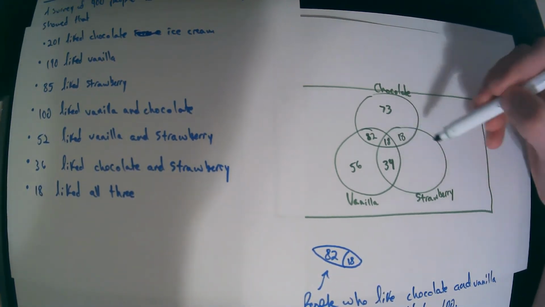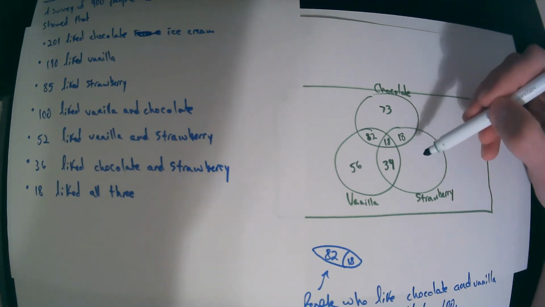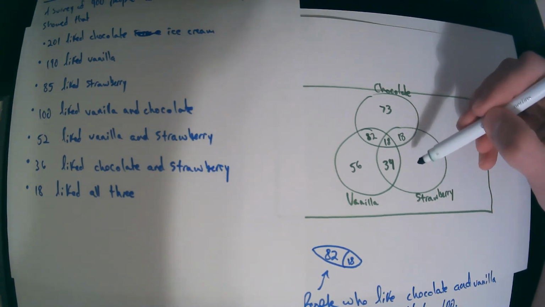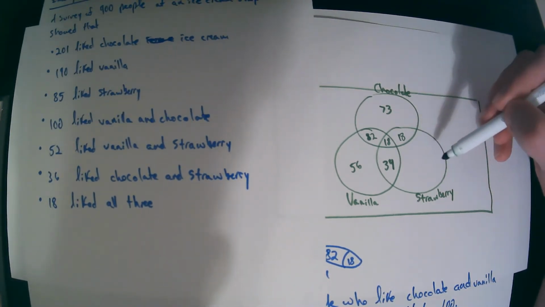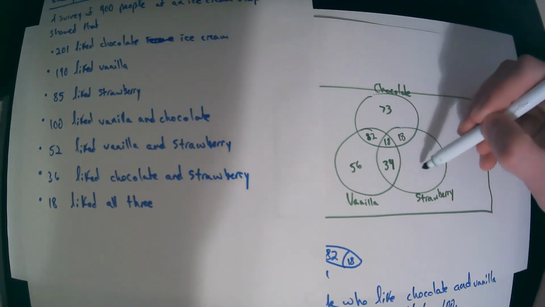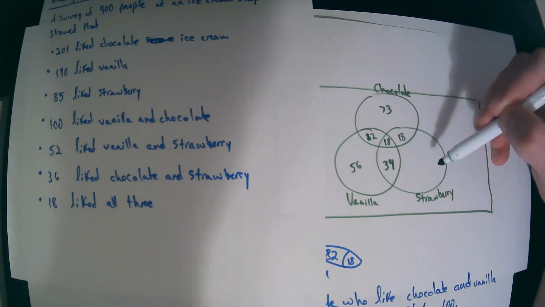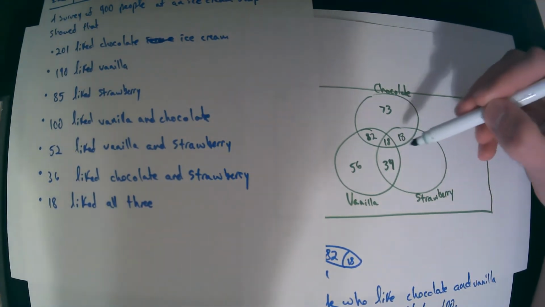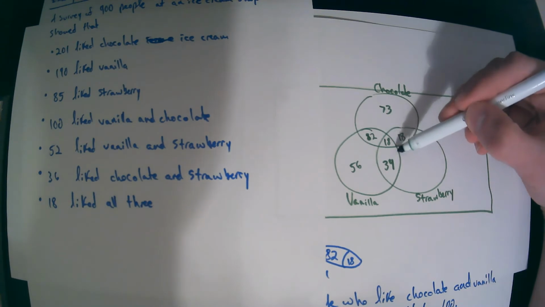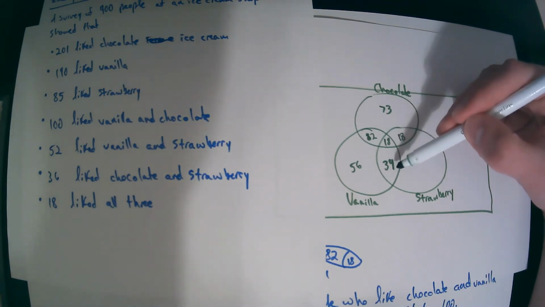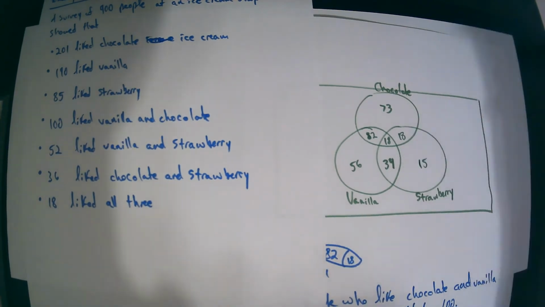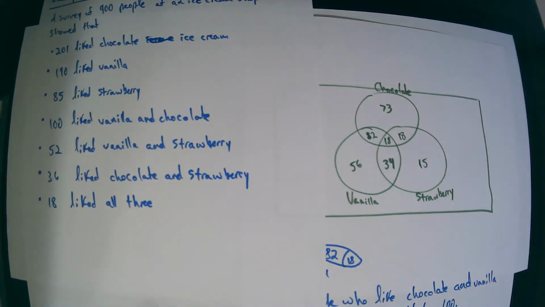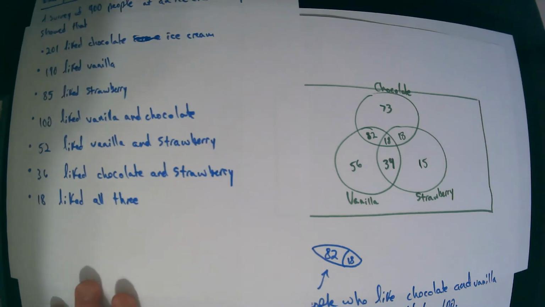Then over here, we've got strawberry, and how many people like strawberry? 85. 85 people like strawberry. So this plus this plus this plus whatever this is, excuse me, must equal 85. So let's see, this is 36 plus that, let's see, that's 70, so there must be 15 people who only like strawberry. There we go. Almost completely done.